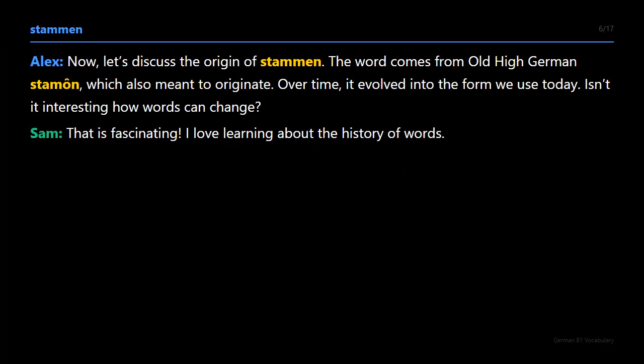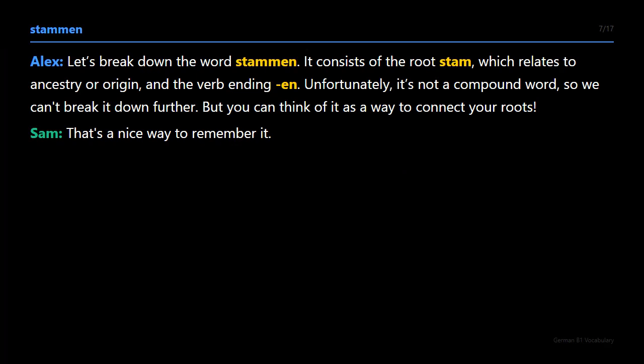Let's break down the word stammen. It consists of the root, Stamm, which relates to ancestry or origin, and the verb ending. Unfortunately, it's not a compound word, so we can't break it down further. But you can think of it as a way to connect your roots. That's a nice way to remember it.